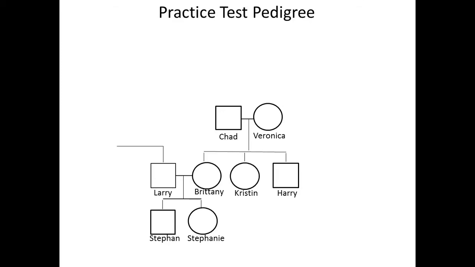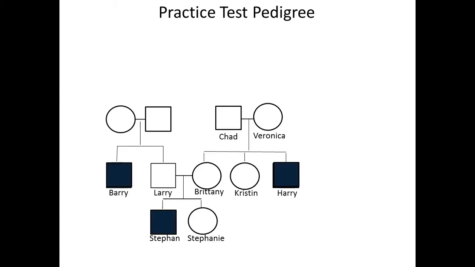And then we also know that Larry's brother, Barry, has muscular dystrophy, but neither of their parents did. Okay? So that should be your complete pedigree. And when you color it in, it will look like this. This shows you who's been infected.